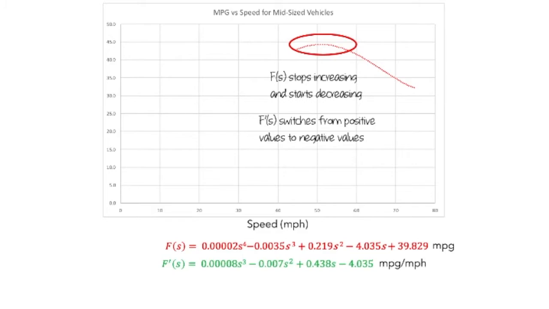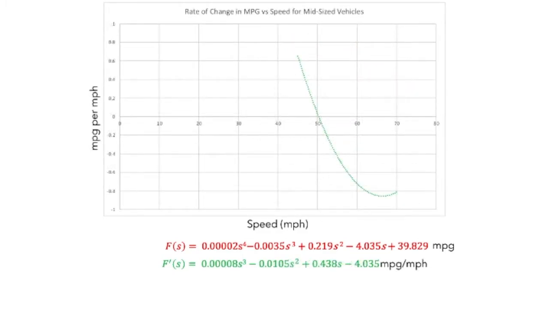Let's look at the graph of f prime of s, the derivative graph. Here's the graph of f prime of s. Here are some values of s where f prime of s is positive. So when the car is traveling at any of these speeds, each additional mile per hour will increase the fuel economy. And here are some values of s where f prime of s is negative. So when the car is traveling at any of these speeds, each additional mile per hour will decrease the fuel economy.